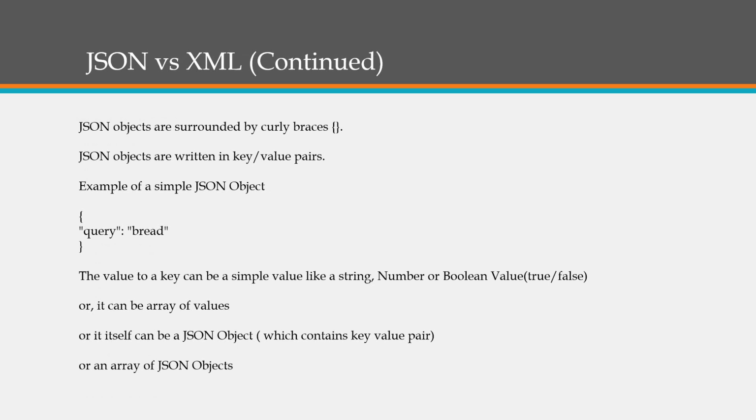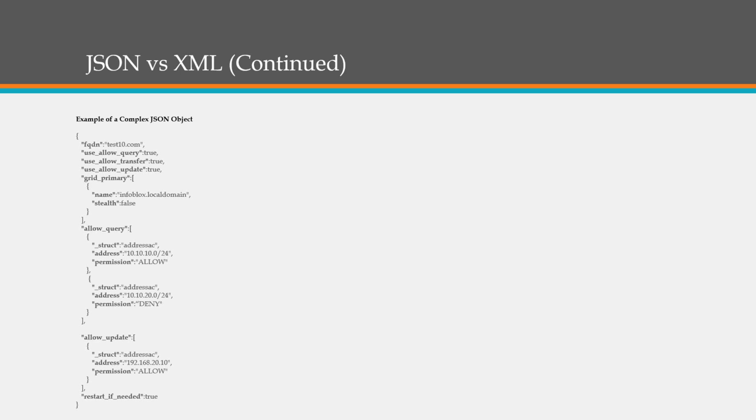So in the next slide, I have provided an example of a complex JSON object. This is not that complex, but if you're trying to learn JSON for the first time, then yes, this would definitely be complex. So I'll explain to you what this is.